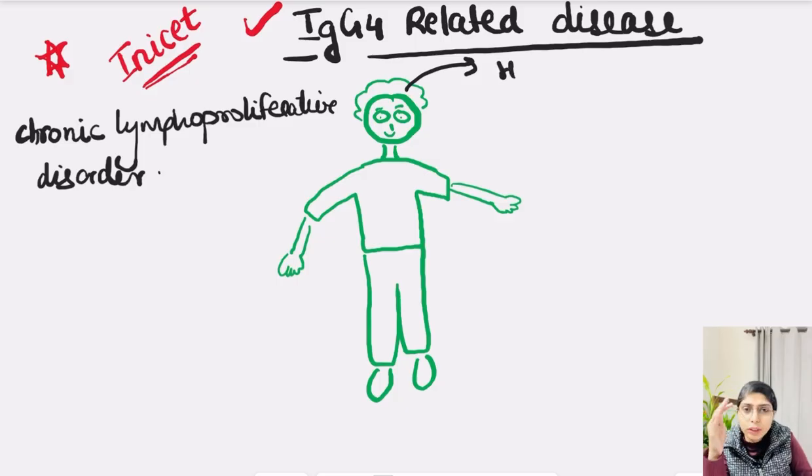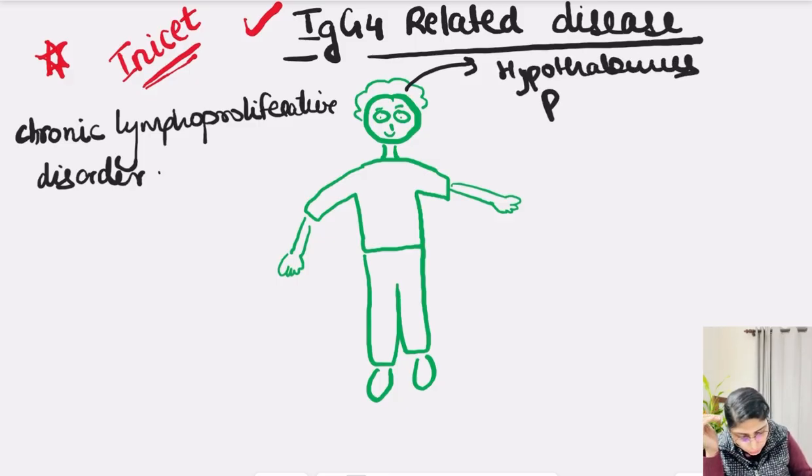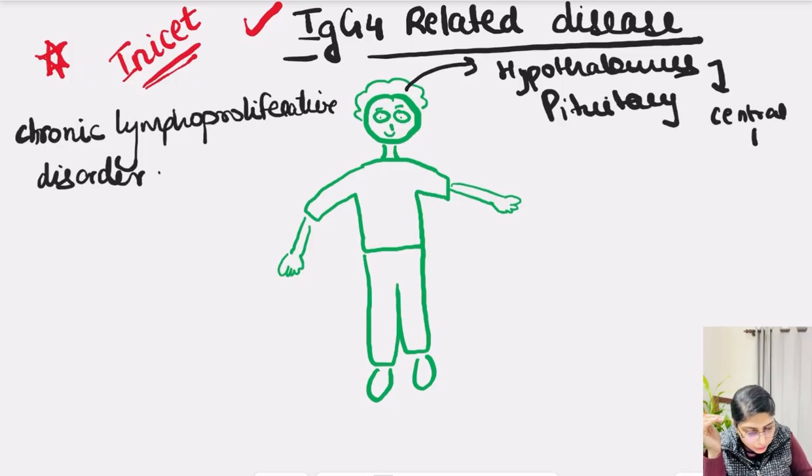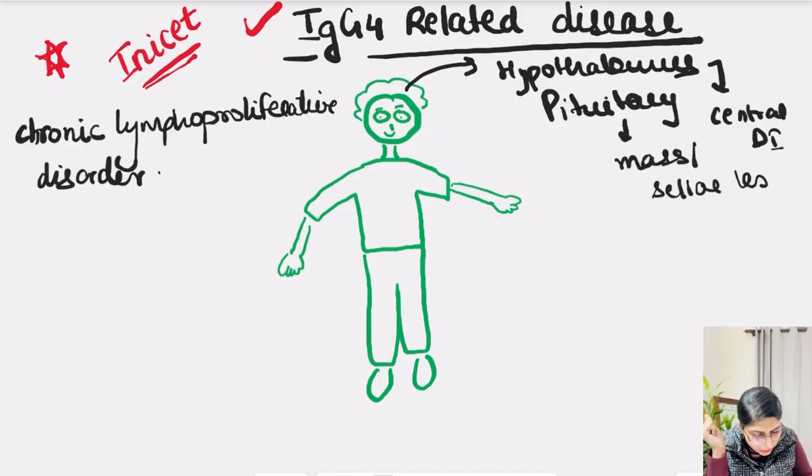So if we start from head to toe, hypothalamus and pituitary. So involvement of hypothalamus and involvement of pituitary. Involvement of hypothalamus can lead to a central diabetes insipidus. Involvement of pituitary can lead to a pituitary mass. So a cellular lesion. A pituitary mass means a cellular lesion.